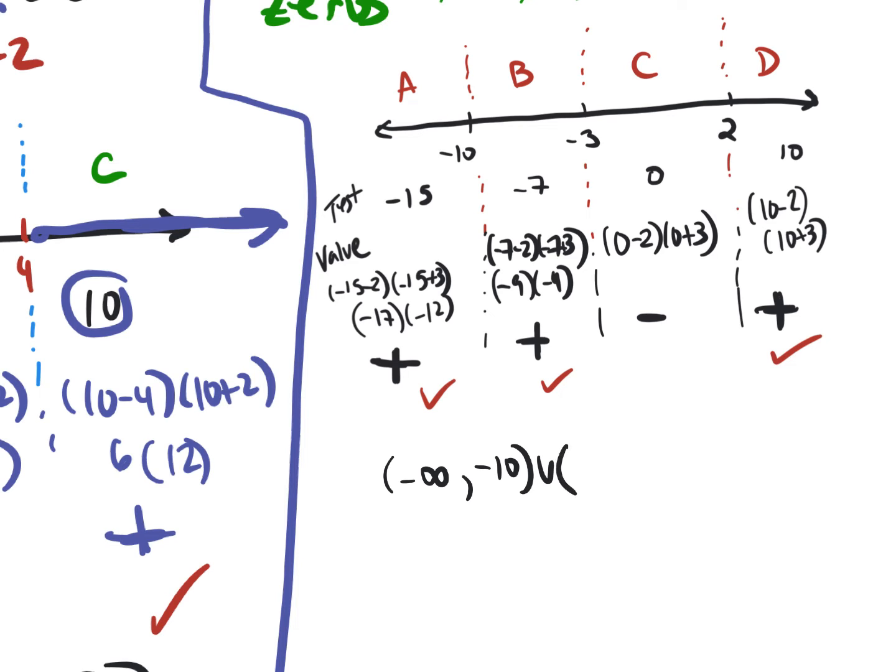So negative infinity to -10, -10 to -3, and then 2 to infinity. Those are those 3 intervals we talked about. Those would be the ones that would satisfy the original inequality.